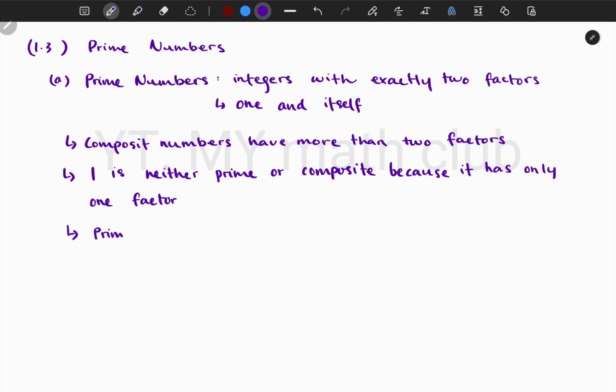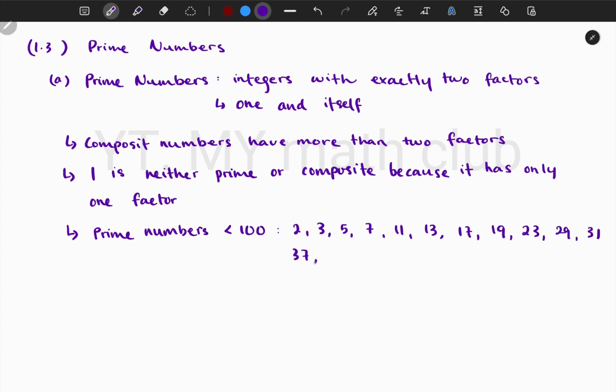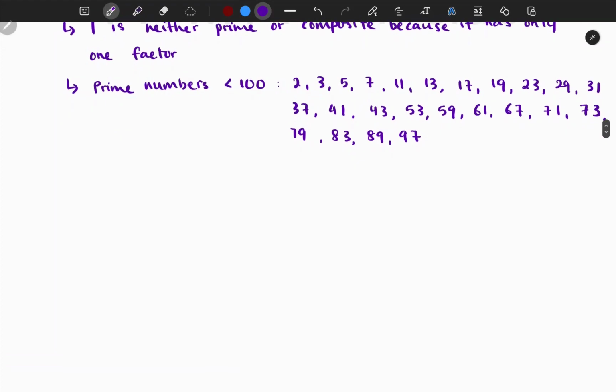And some of the prime numbers that are below 100 are 2, 3, 5, 7, 11, 13, 17, 19, 23, 29, 31, 37, 41, 43, 53, 59, 61, 67, 71, 73, 79, 83, 89, and 87. You don't have to memorize any of this, but it is really good to actually be familiar with some of the examples that are less than 100.